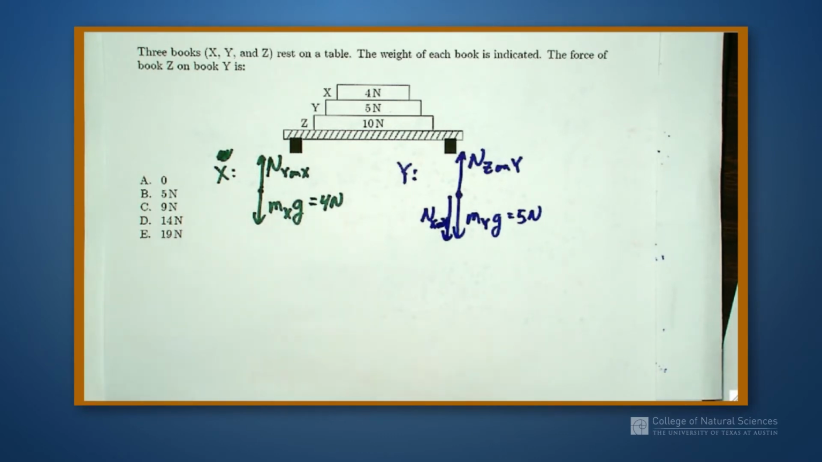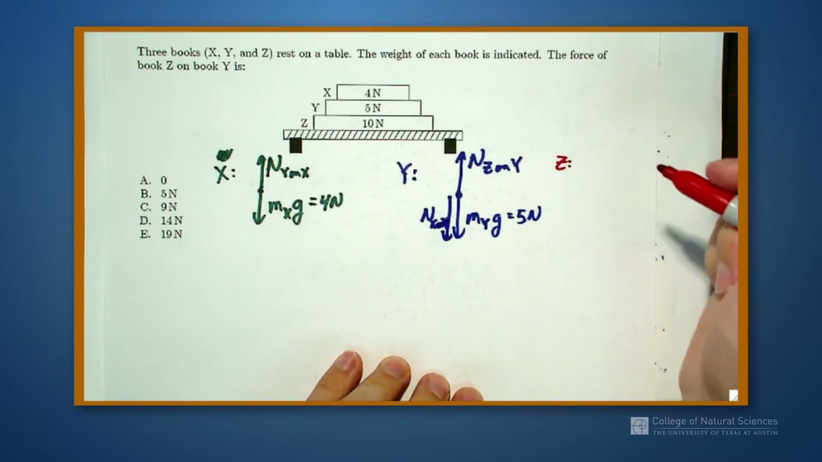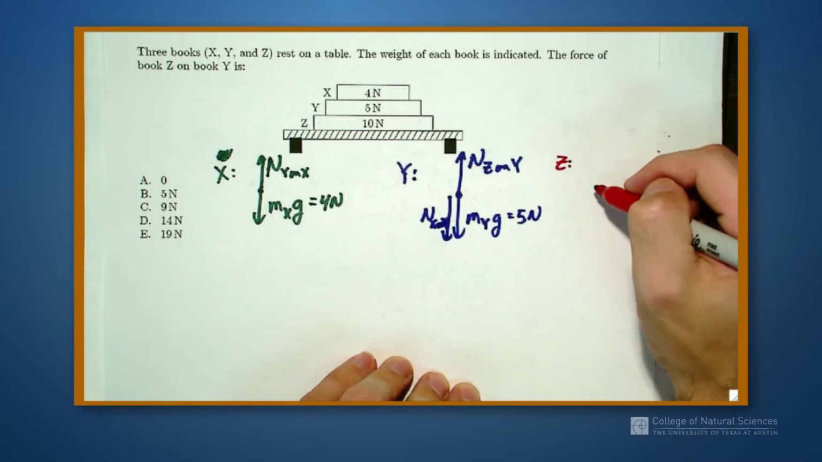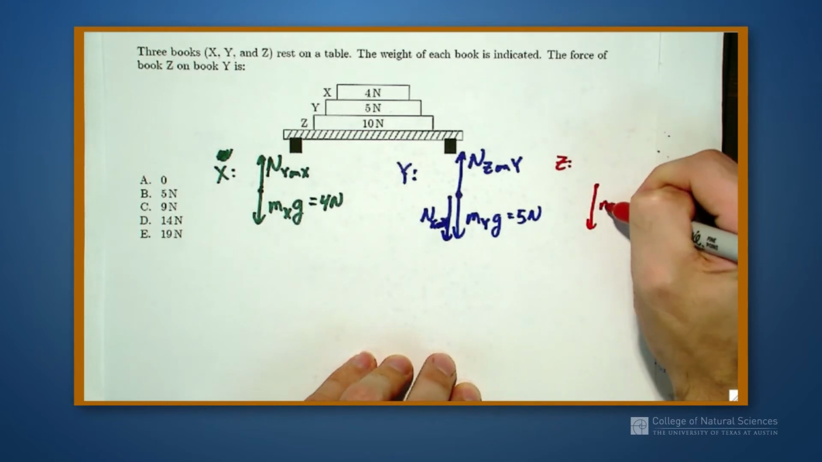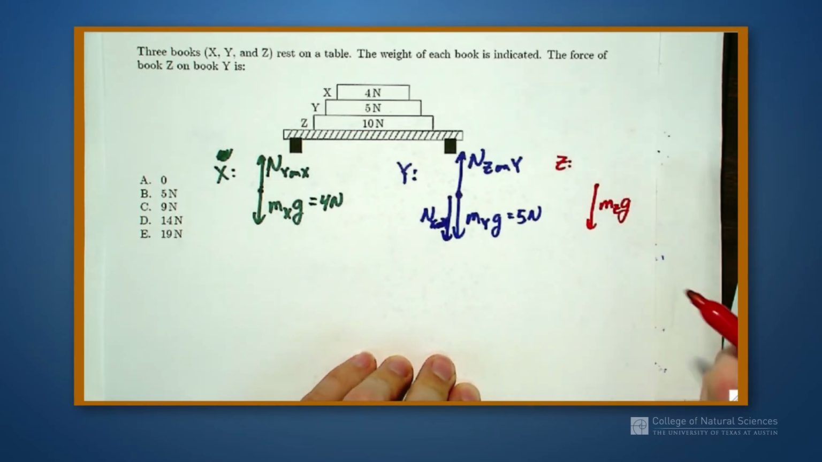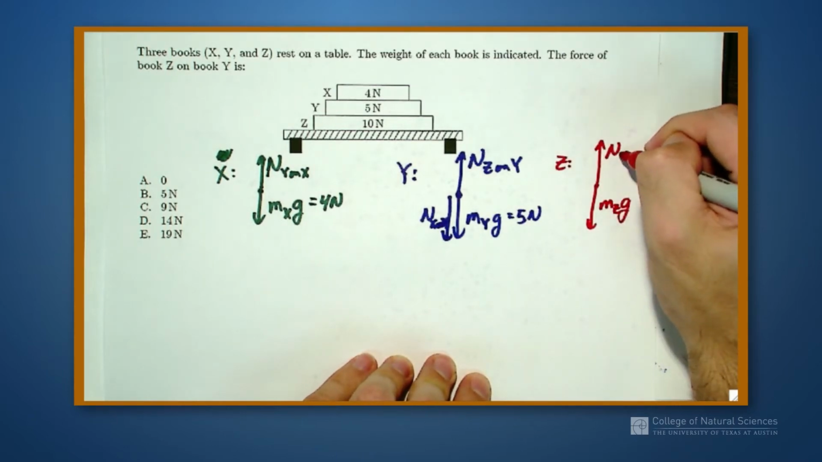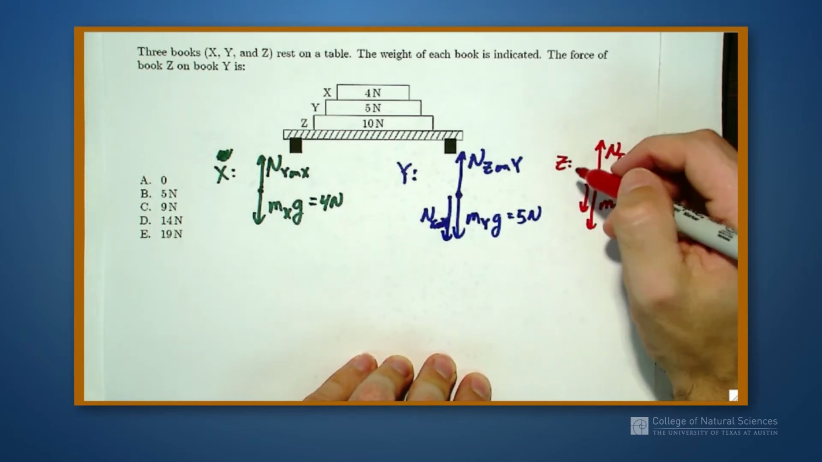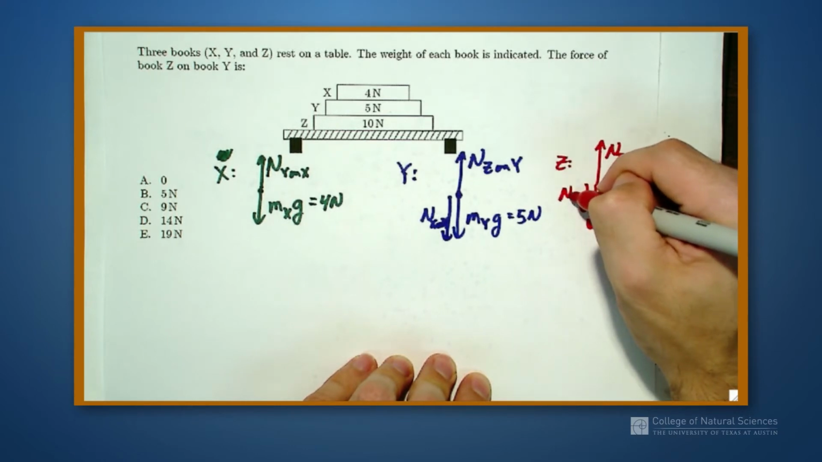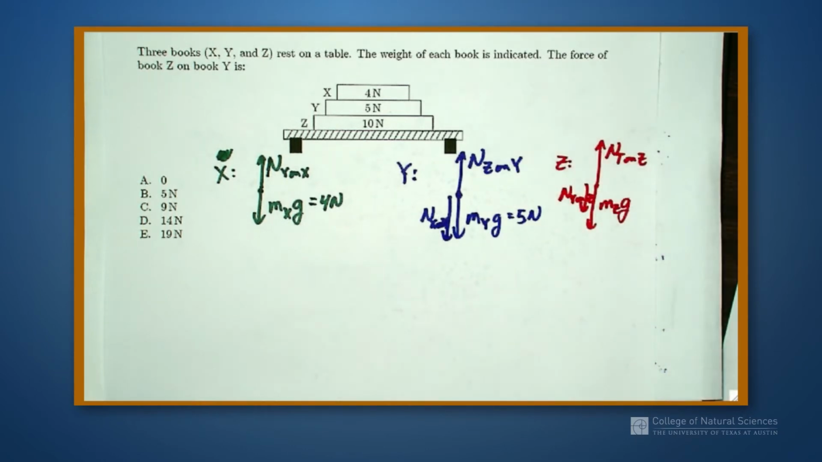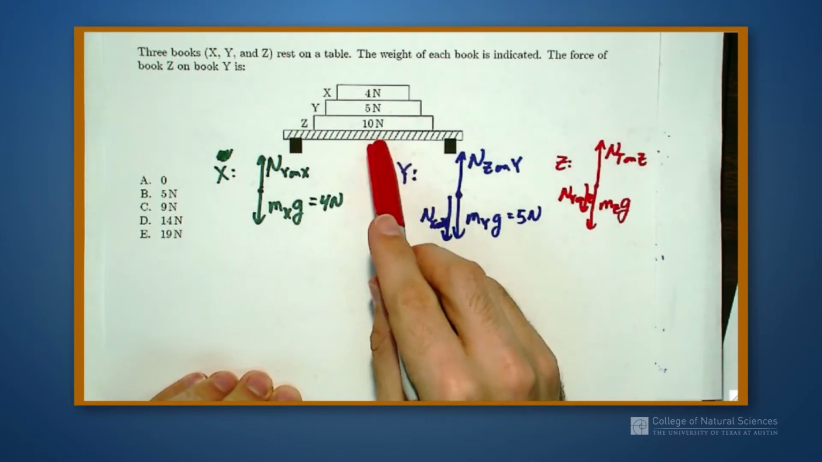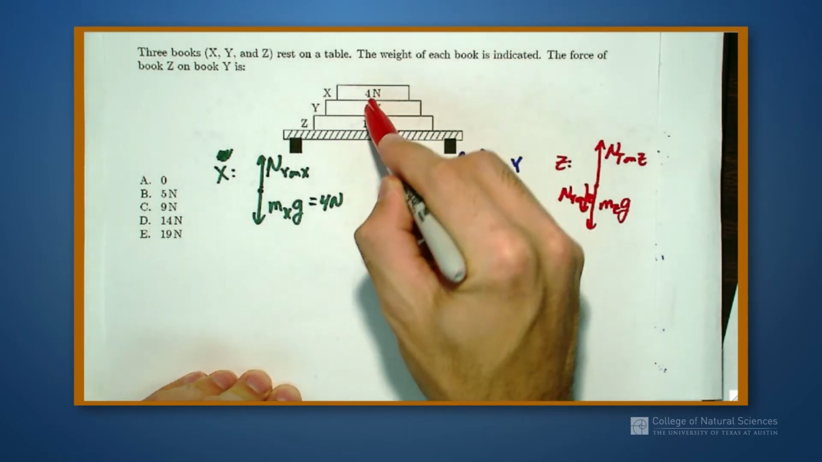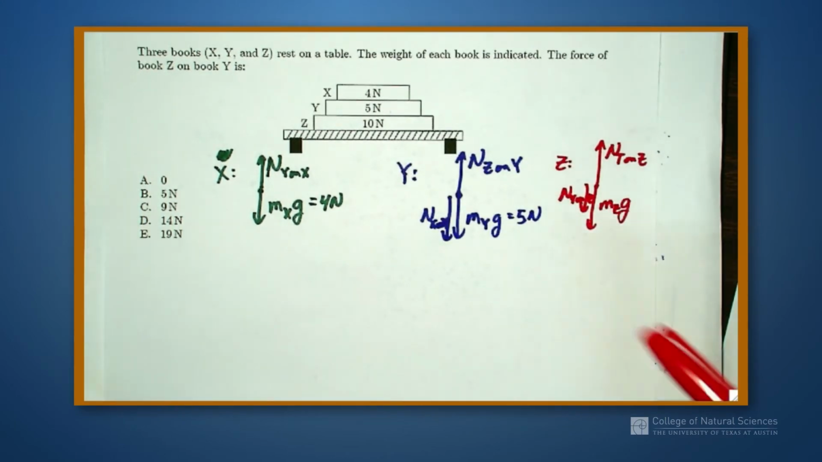And last but not least, there's our book Z. And this has, again, 3 forces acting on it. It's got a weight force, m_z g, which is 10 newtons. It's got an upward normal force from the table on Z, and it's got a downward force of book Y on Z. So the table pushes up on the book, the book above Z pushes down on it, and we have gravity, the earth, pulling the book down as well.